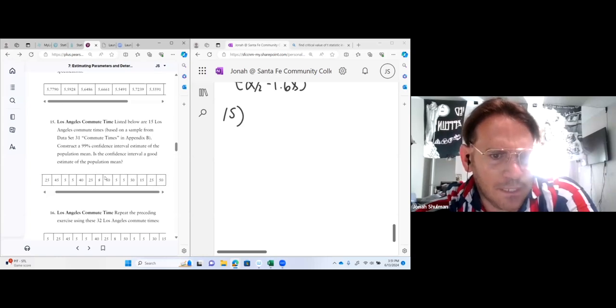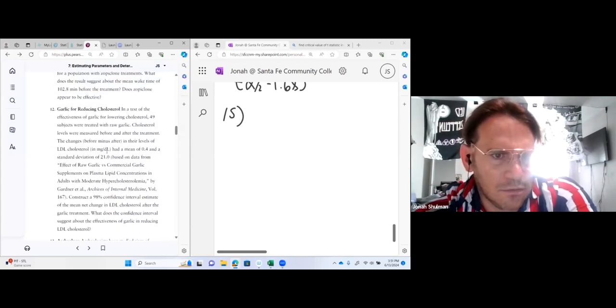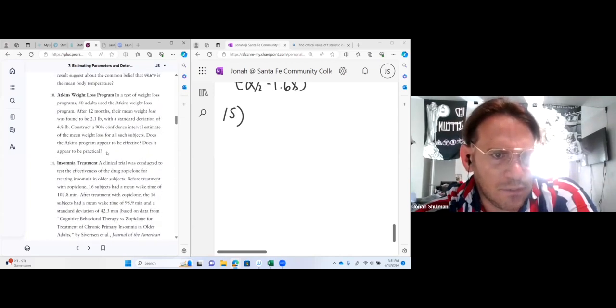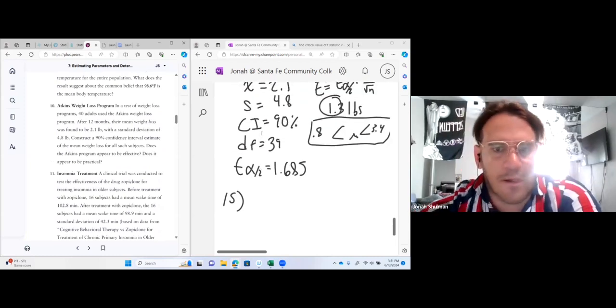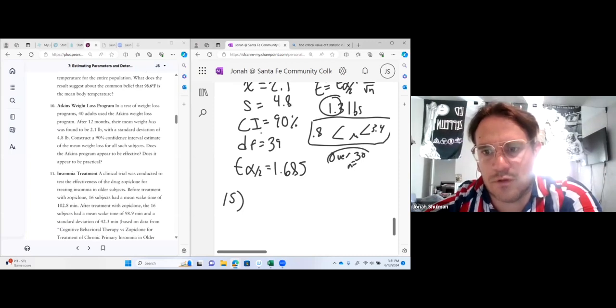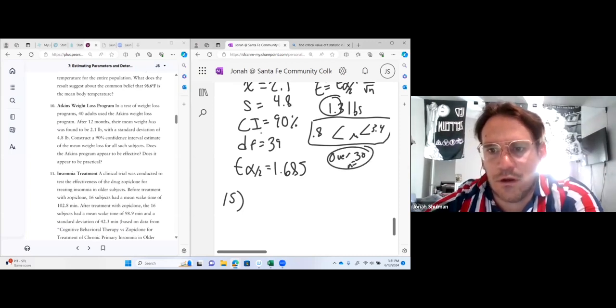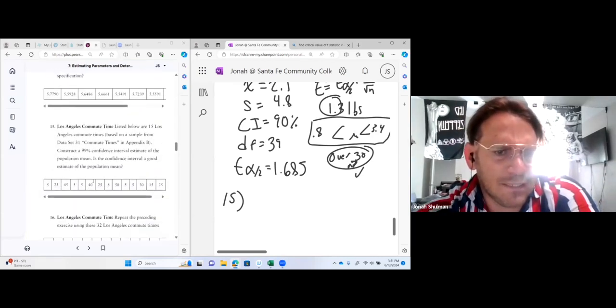Well, the first thing I want to know, is this a normal graph? So I'm going to do a QQ plot. For number 10, we had 40 adults. So this was good. Why was it good to use? Our n was over 30, right? Our n is bigger than 30, so that's why we knew we could use it. It just wasn't practical. For number 15, I got to test this and make sure that these make sense.